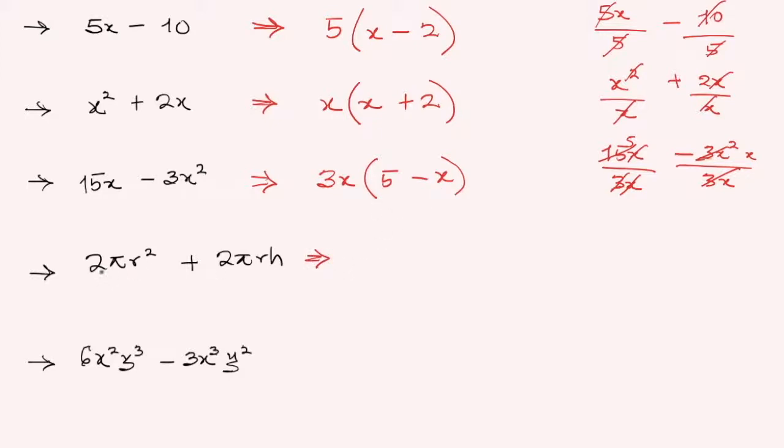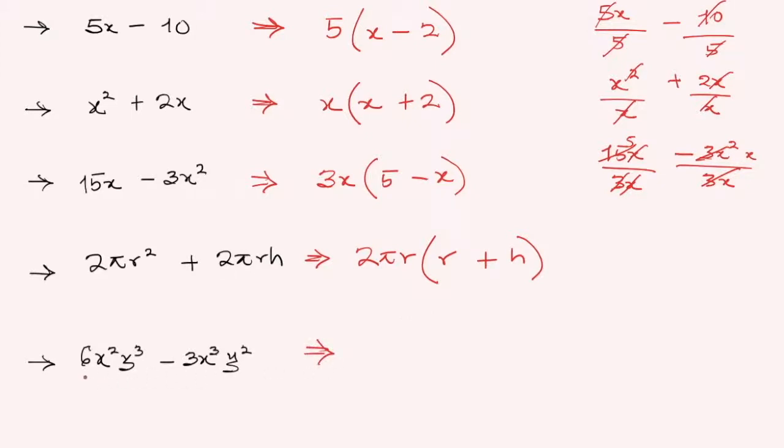For the next one, we have 2πr² + 2πrh. And the common factor here is undoubtedly 2πr. Now 2πr² divided by 2πr is going to leave us with r. And 2πrh divided by 2πr would leave us with only h. And so that's the factorized result.